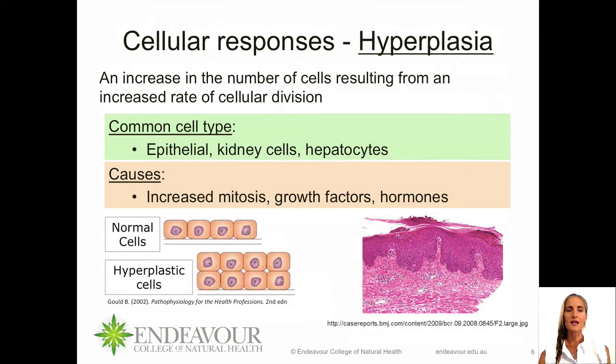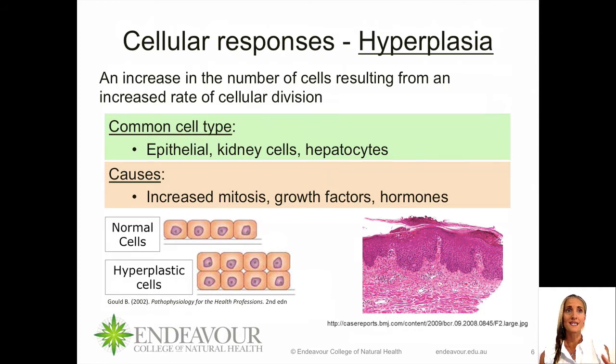Hyperplasia is an increase in the number of cells resulting from an increased rate of cellular division. As opposed to the cell size getting larger, these are faster dividing cells, so you're getting more and more of these cells. As you can see from this little picture down below, there are normal cells versus the hyperplastic cells in the image. This is common in epithelial cells, kidney cells and hepatocytes, and it is caused by increased mitosis, growth factors and hormones.